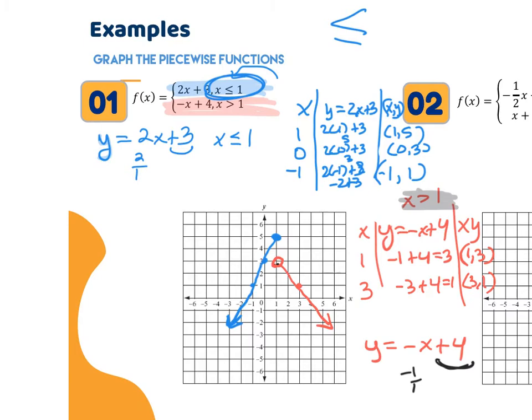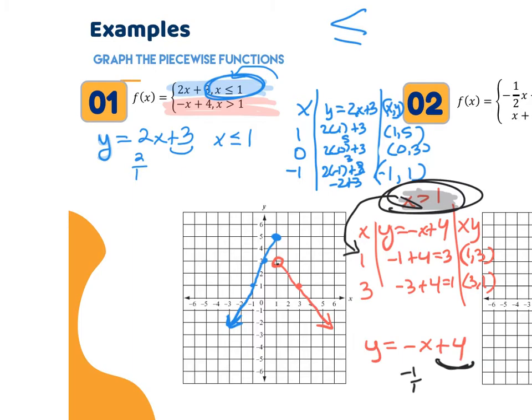Yes? Wait, why isn't the other red circle open? So the only one that's going to be open is the starting point. And it's going to be whatever number is in here. And only that number for x gets the open circle. The rest of the line's all solid.